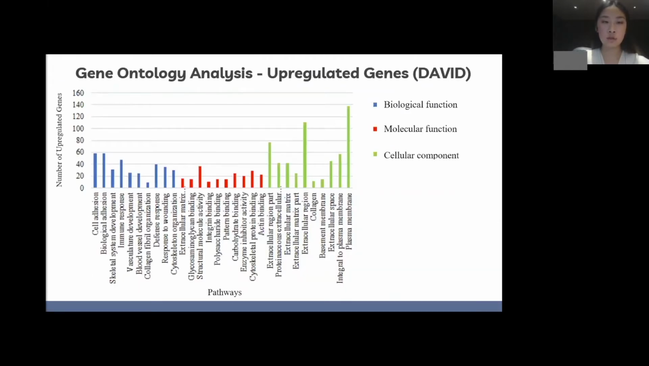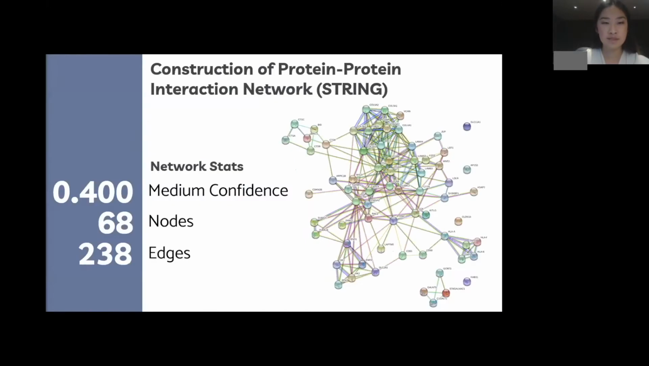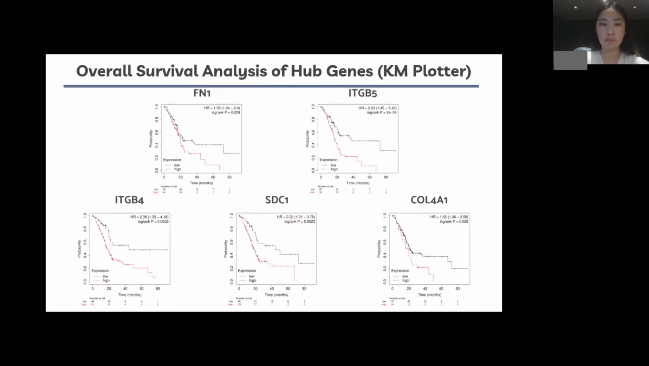Next, I used a tool called DAVID to perform gene ontology analysis in order to assign functions to the regulated genes based on their characteristics. In order to find the functional association among the differentially expressed genes in the PDAC condition, I used STRING to construct a protein-protein interaction network as shown. After creating the network, I analyzed it to find the hub genes based on the degree of connectivity, and found that the survival probability of patients is lower.